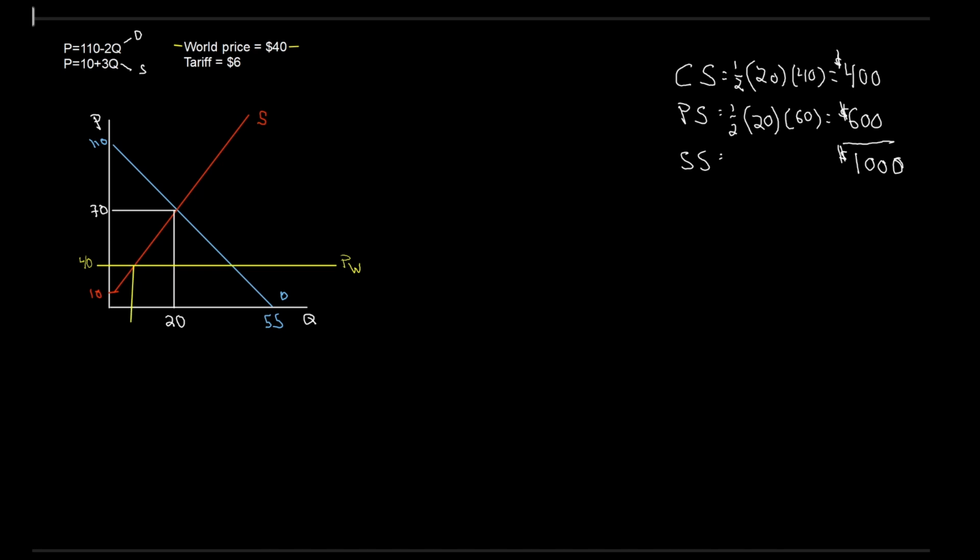Taking that world price of 40 across, we hit our first line, our supply curve. We can take that and draw it down, and what we get is our quantity supplied. Same idea, take our 40 all the way across to our demand curve and bring that down, and we're going to get our quantity demanded.